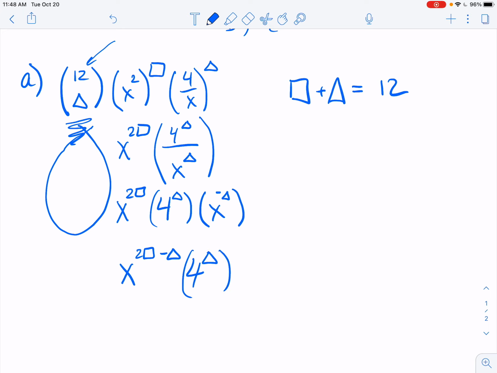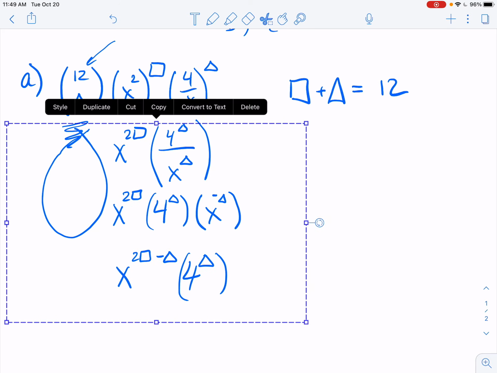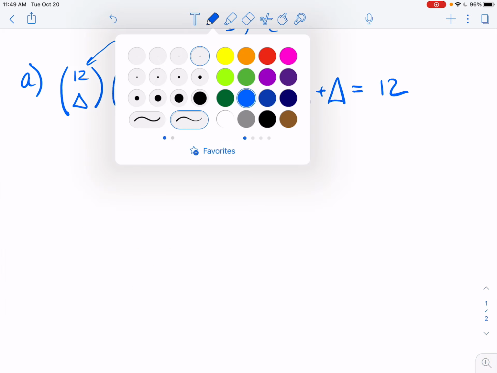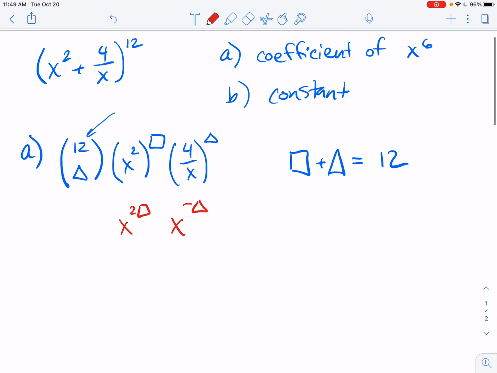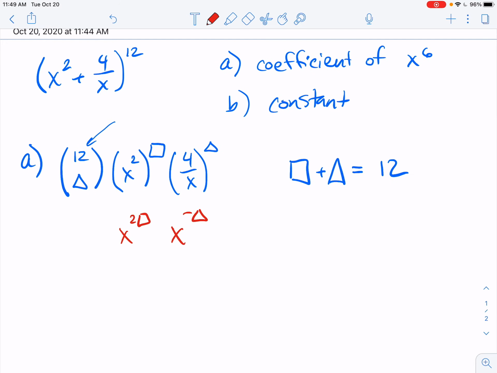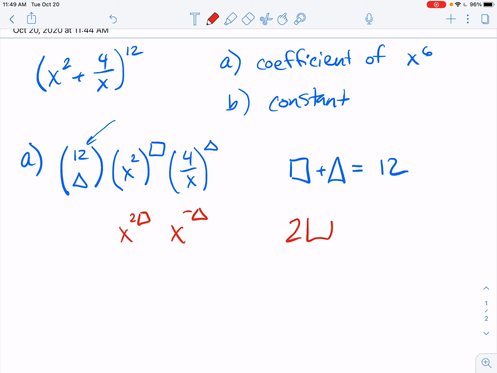Oh my goodness, okay, here's the point. What I notice, and I don't write all this out every time, is that when I look back up here, I see that I have an x to the 2 box and then an x to the negative triangle. And they just told me in part A that I want that exponent, 2 box minus triangle, to equal 6.